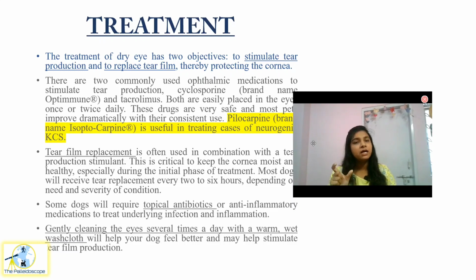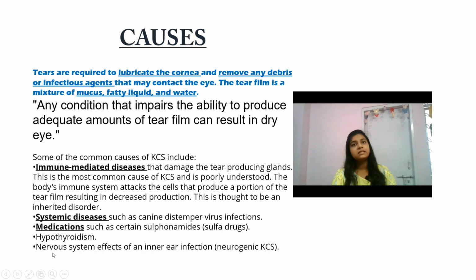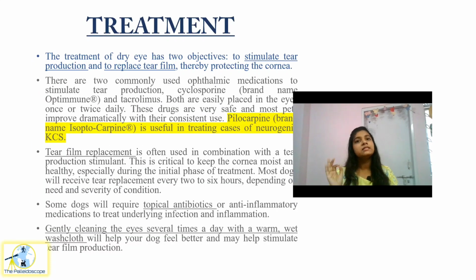Apart from that, pilocarpine is used when there are neurogenic cases. Neurogenic cases happen when there is some ear infection too, with nervous system effects of an inner ear infection. That is called neurogenic KCS. So when there are neurogenic cases, then pilocarpine is used. Okay, tear film replacement is often done.